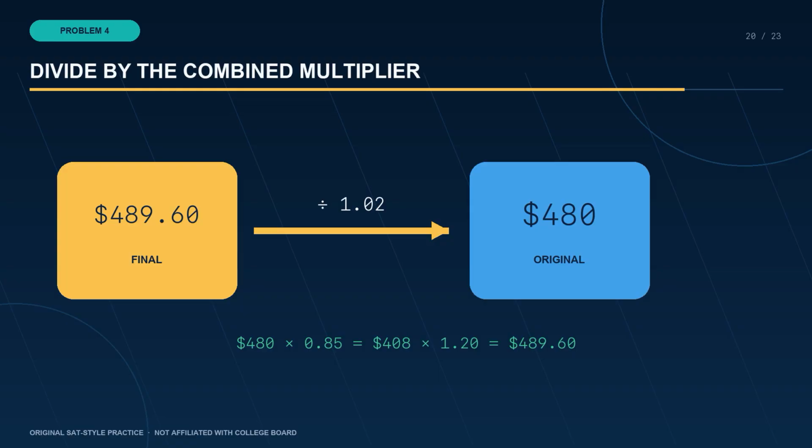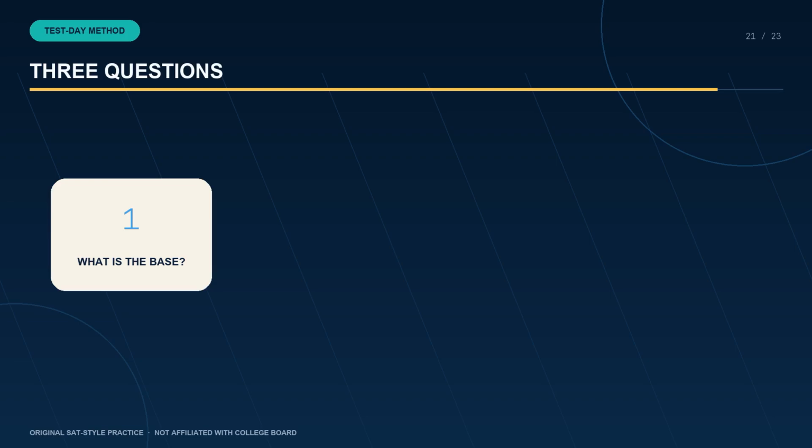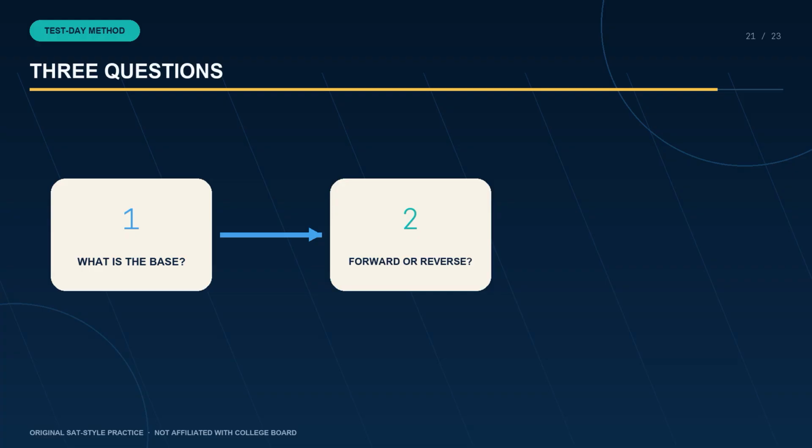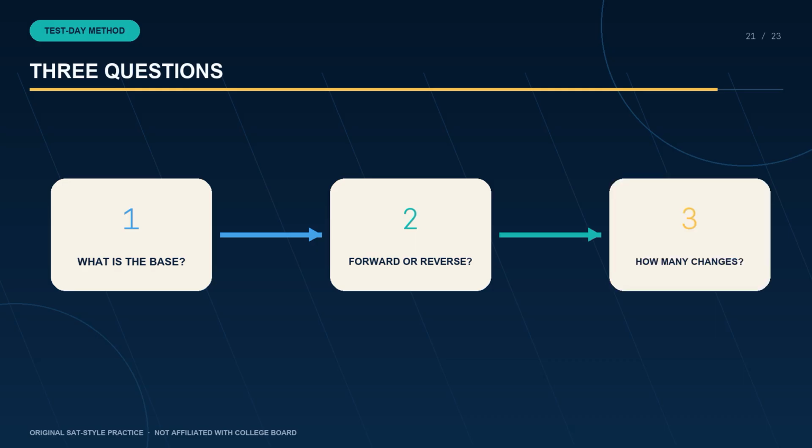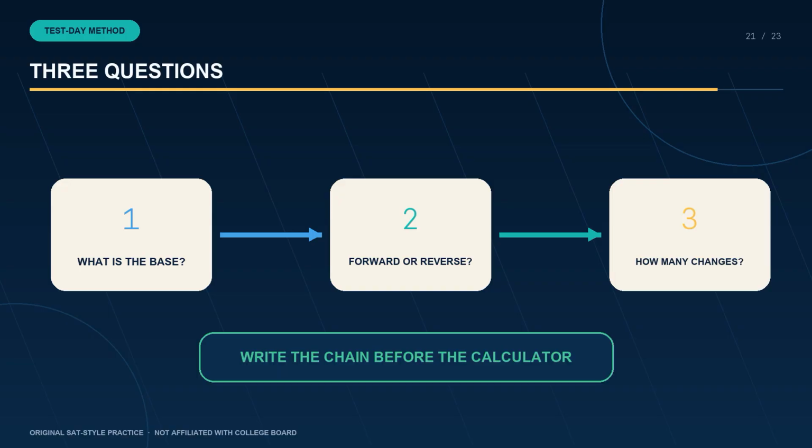Under time pressure, ask 3 questions. First, what value is the base before each change? Second, is the problem moving forward from an original or backward from final? Third, are there multiple changes? Then write every multiplier in order. Multiply forward. Divide backward. For the net percent, combine first, then compare the combined multiplier with 1.